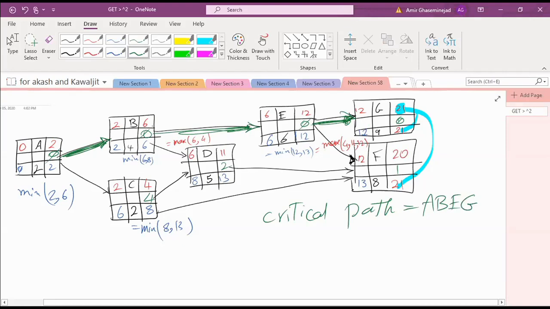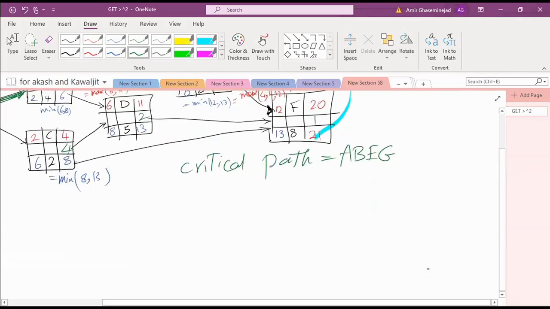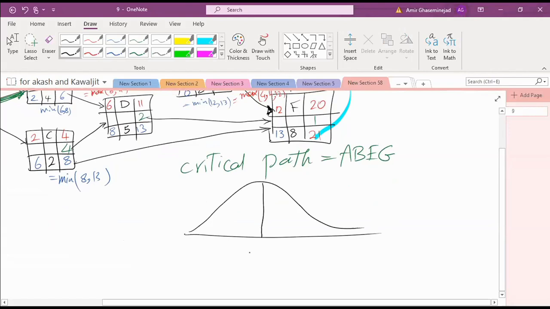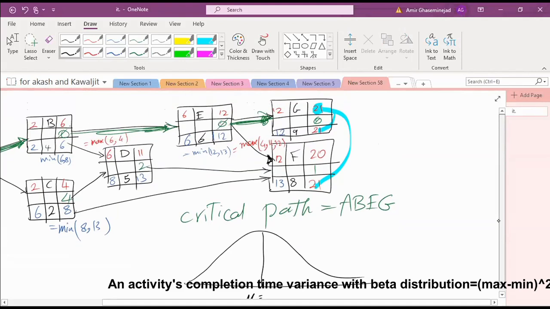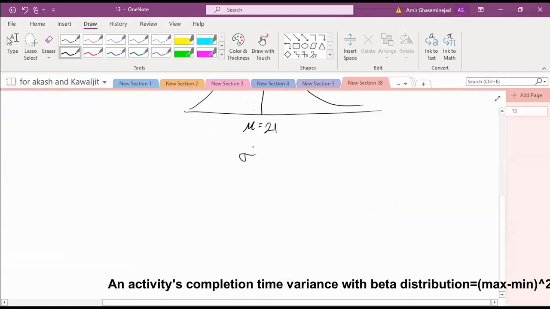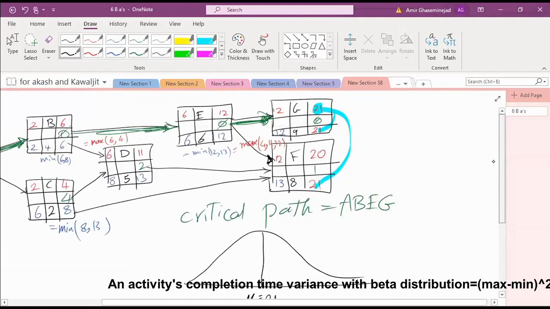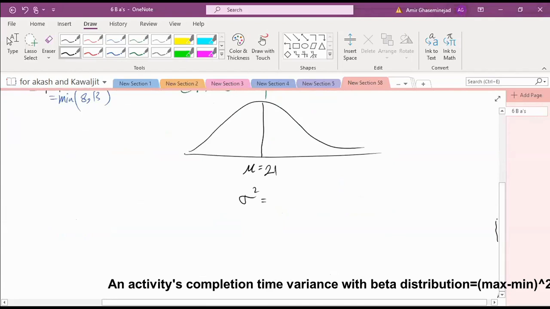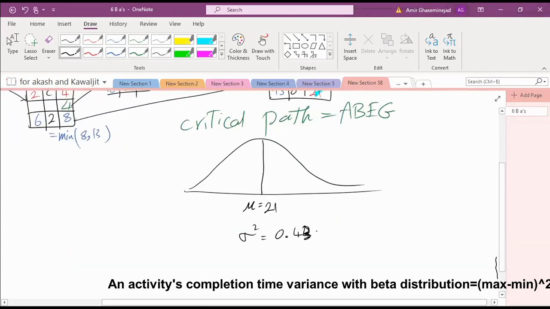And now, when we think about the whole project, although each activity has a beta distribution, based on the central limit theorem the whole project completion time will have a normal distribution. Expected completion time for the whole project is? 21 weeks. Very good. The variance for the completion time for the whole project would be the sum of the variances of the activities on the critical path. So tell me, what is the variance of A? 4, 3, 5, 6. Very good. What is the variance of activity B? 0.1089.